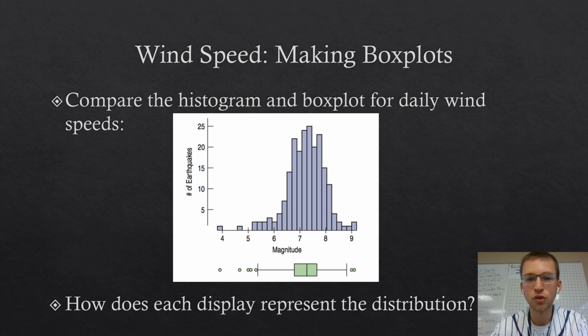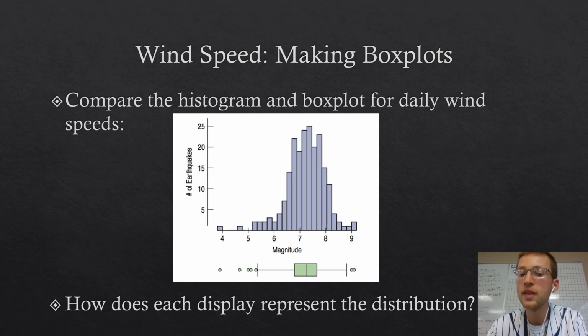So I thought maybe I'd show you how a histogram and a box plot compare. Again, both of these are really great for summarizing data. There are some pros and some cons to each one. In the histogram, we are able to see that it is a unimodal distribution, and we can see that most of our data is in that 6 to 8 magnitude range, okay?